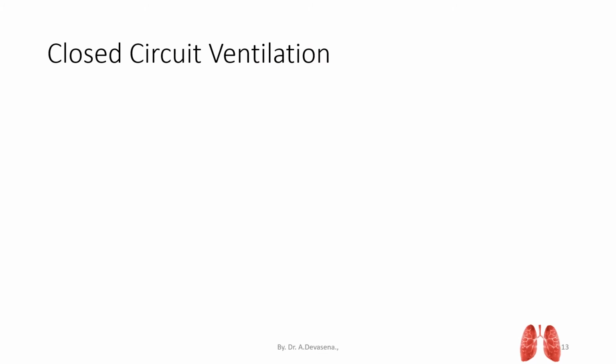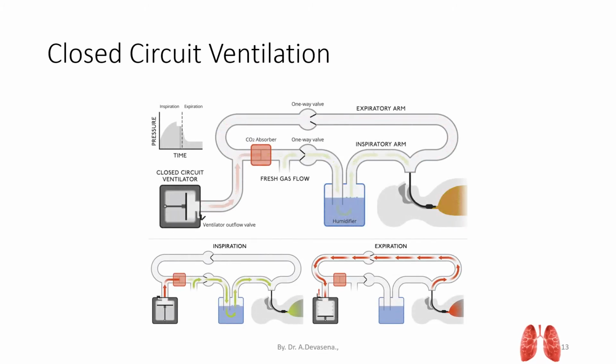Closed circuit ventilation representation is shown here. In that closed circuit ventilator, the expiratory gas is taken and passed to the carbon dioxide absorber. This carbon dioxide absorber absorbs the carbon dioxide that is present in the gas, and we have the oxygen rich gas. That oxygen rich gas is passed to the humidifier through the one-way valve, and from the humidifier it passes to the patient through the inspiratory arm.